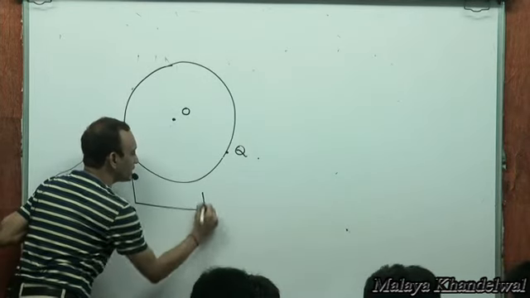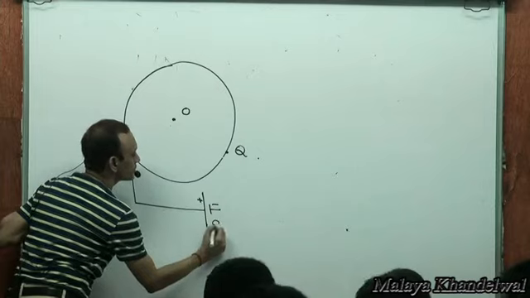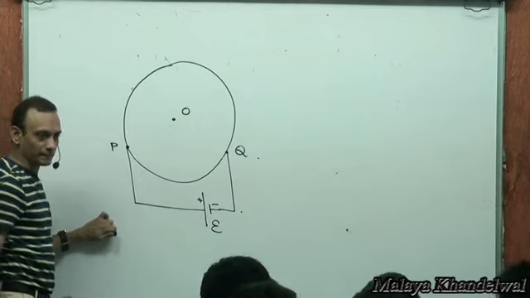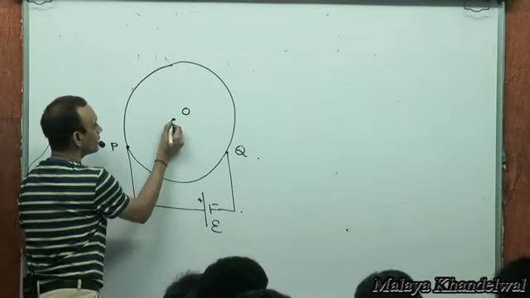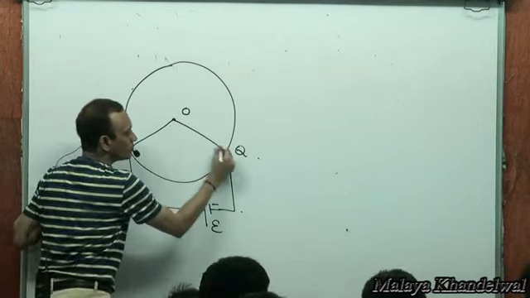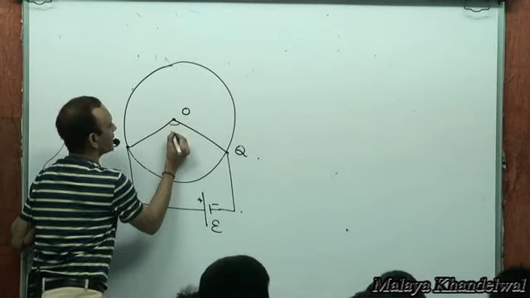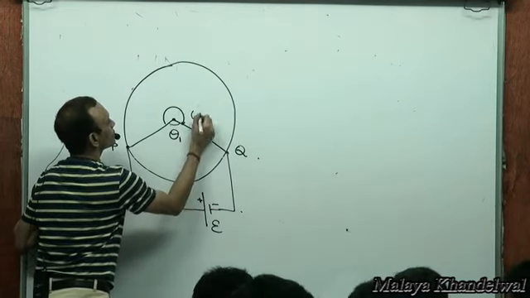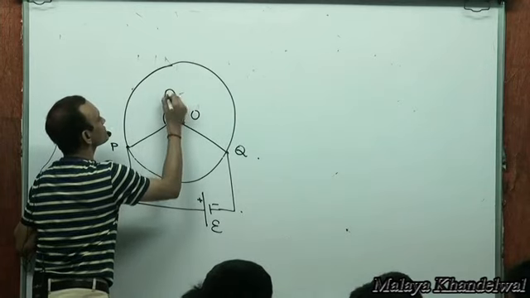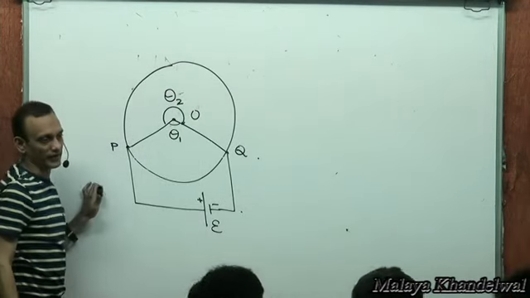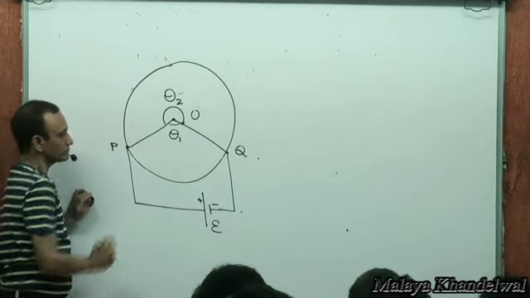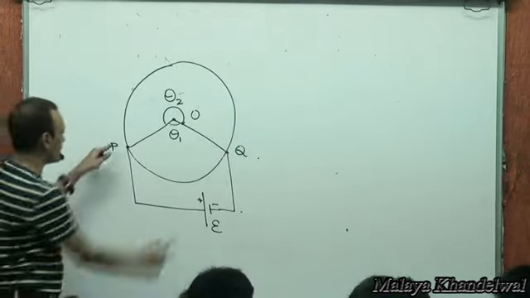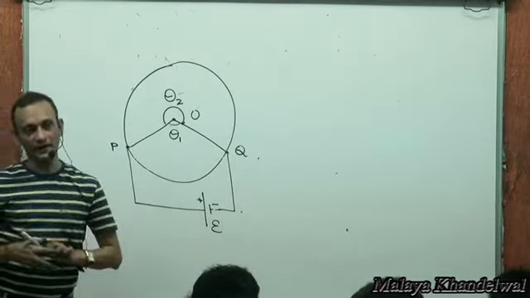Points P and Q I connect to a battery of EMF epsilon, say. Say the minor arc PQ subtends an angle theta 1 at O, and the major arc subtends an angle theta 2, which is such that theta 1 plus theta 2 must be 2 pi. Right? There is a minor arc and there is a major arc subtending theta 1 and theta 2 at the center, and P and Q are connected to a battery of EMF epsilon.